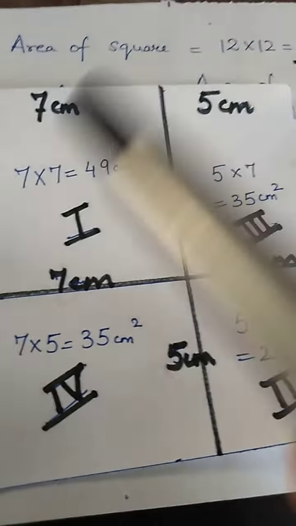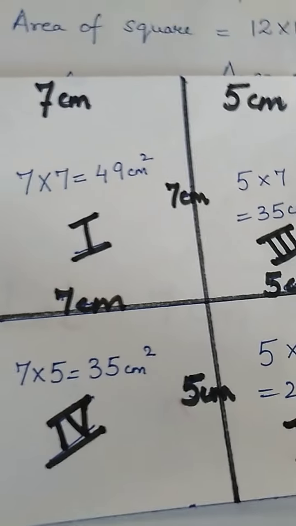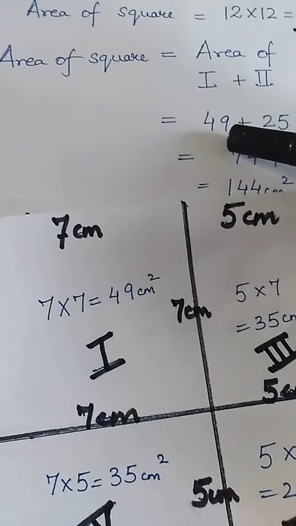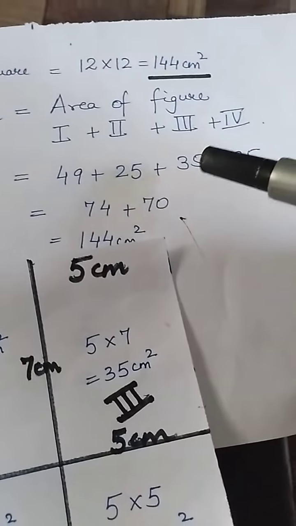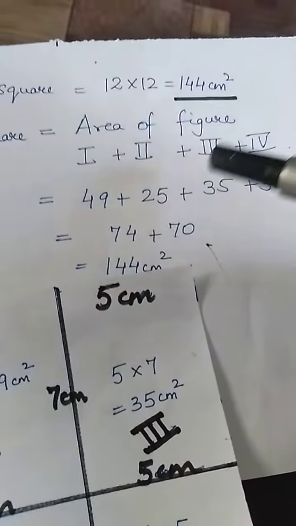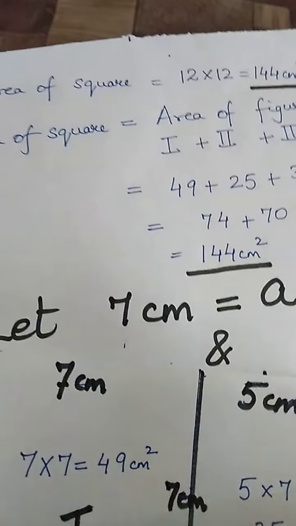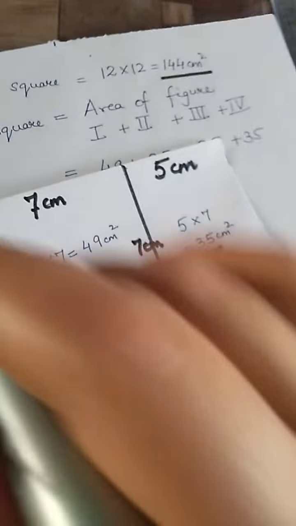Now let us add these 4 areas and find out whether they are equal to 144. Area of first figure was 49, 7 into 7. Second figure is 25, 5 into 5. Third figure is again 35 and fourth was also 35. When we add all this, we get area equal to 144 centimeter square. We are dividing the same figure into 4 parts, so area of these 4 parts is equal to the area of the whole figure.